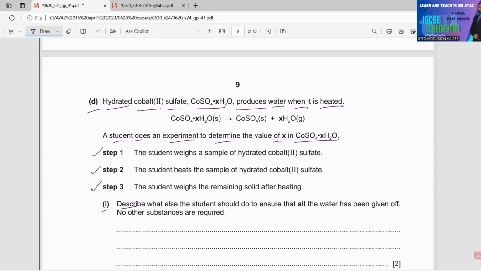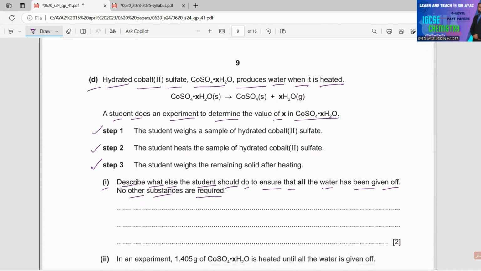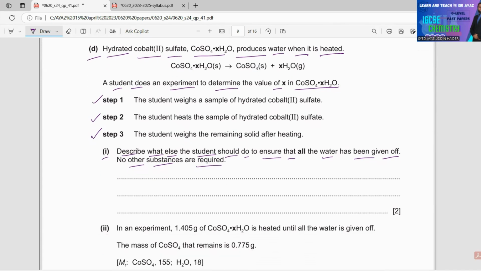Number 1. Describe what else the student should do to ensure that all the water has been given off. No other substances are required. So what the student will do is heat it again and weigh again until constant mass is obtained. So you write heat again and weigh again until constant mass is obtained.